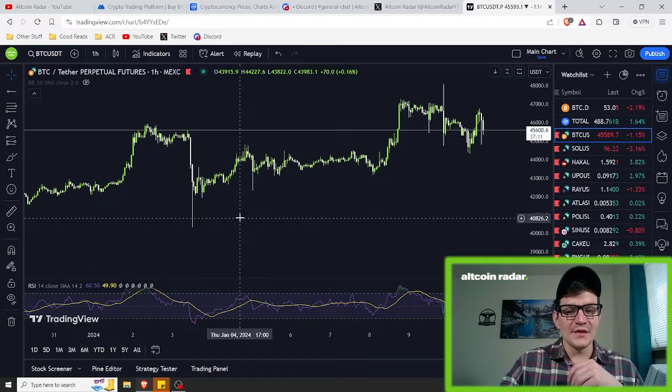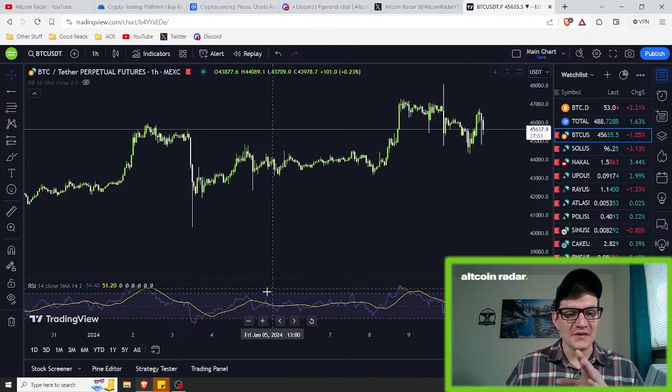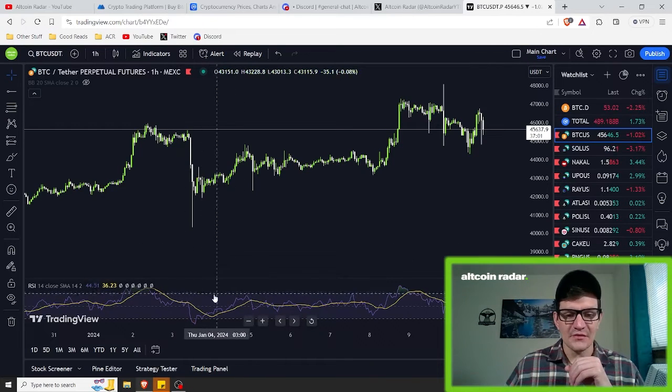Now, another way that you can use the RSI is to identify overbought and oversold conditions, okay? Basically, if the RSI is at or above the 70 level, if you're looking at my chart right here, the 70 level would be this top dashed line up here, okay?